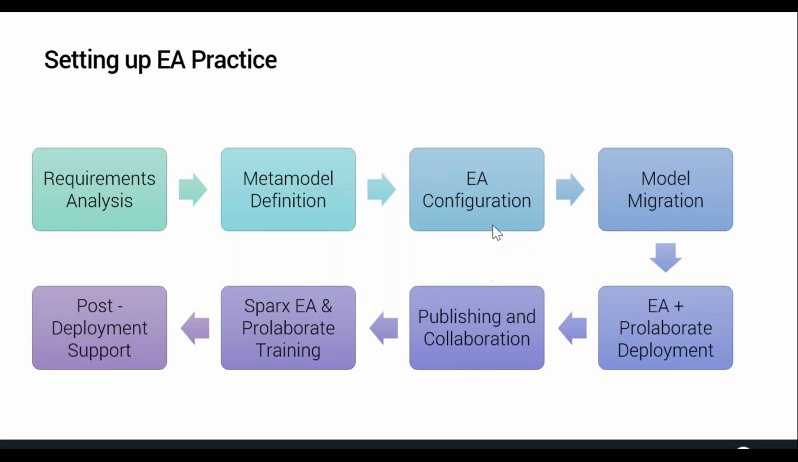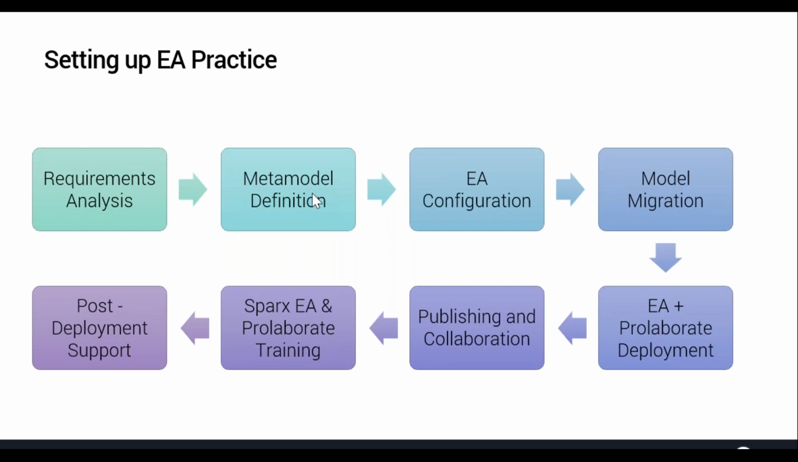So the steps that we see when we go to either implement something from scratch, or even if we are going into an existing team where they have had an EA practice for a couple of years, but the models are not aligned with each other, what we really do is we just take a step back. We'll not do the modeling yet, but we'll take a step back, try to understand what they really need, and try to define a meta model accordingly.